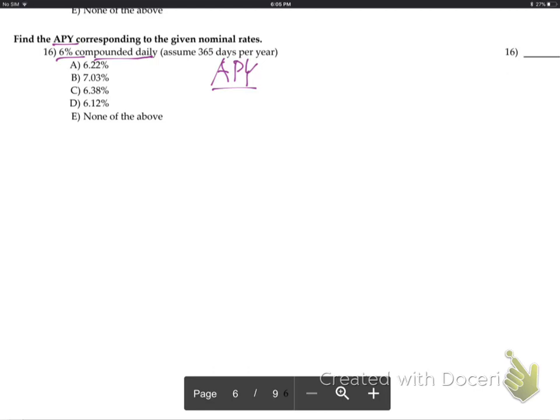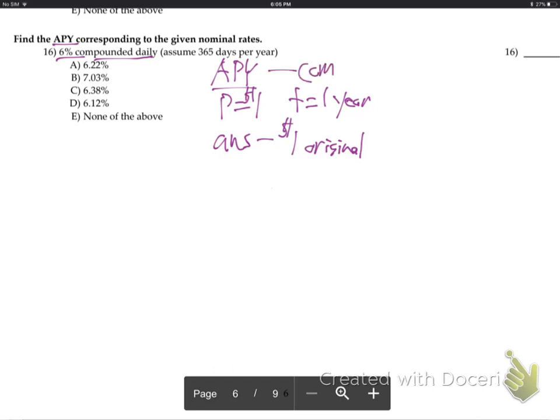Make sure you have in your 3x5 card, for APY, there'll be one APY question. You let P be $1, T be 1 year, and then take your answer and subtract the $1 original back out. That's how you do it. And we're always using the compound interest formula, because we're not making several payments here, right? We're just saying, putting money in once, what'll happen?